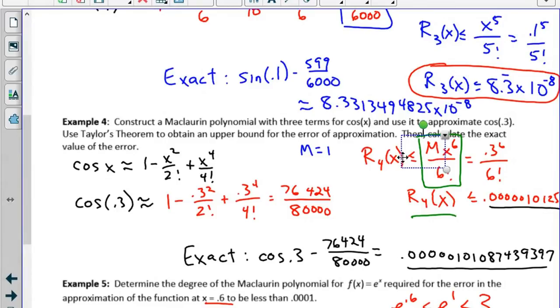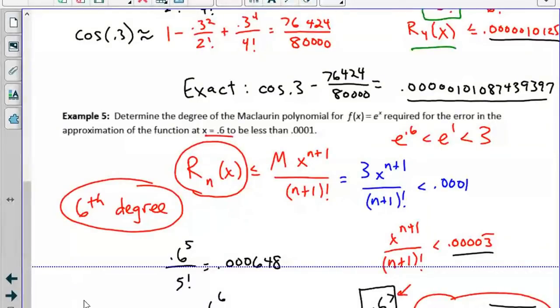I take m and substitute 1 in, then I put 0.3 in for x, and I figure out that my remainder is 0.00000010125. If I find the exact value of it, it's 0.000101087439397, which is smaller than what we said our maximum possible remainder is, which is good. It's also pretty close.